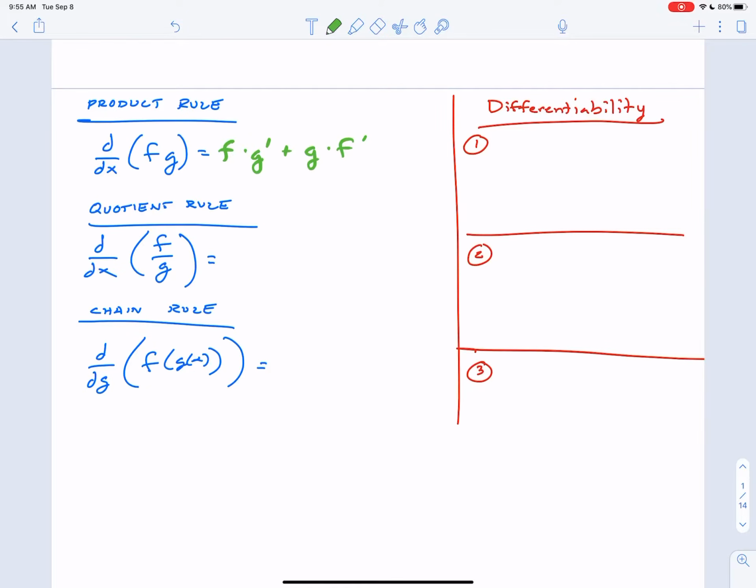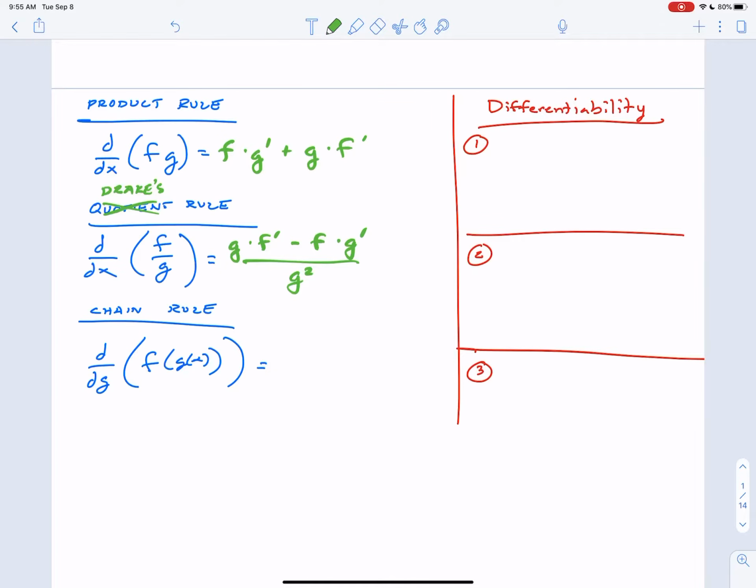Quotient rule, aka Drake's rule, right? You guys laugh now, but it'll stick. The quotient rule is you start with the bottom times derivative of the top minus the top times derivative of the bottom all over bottom squared. Okay.